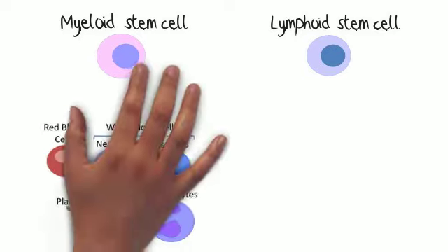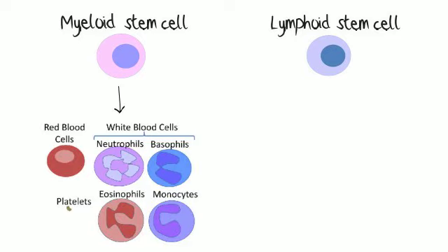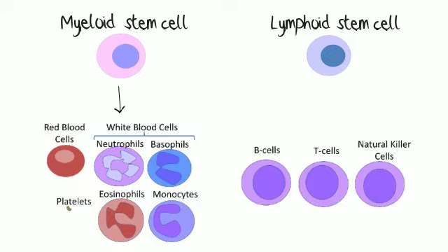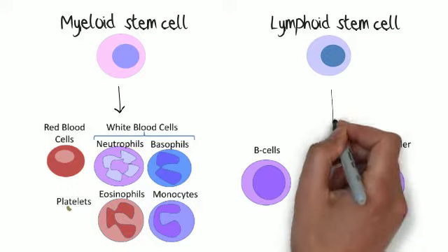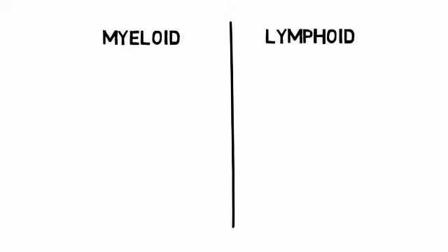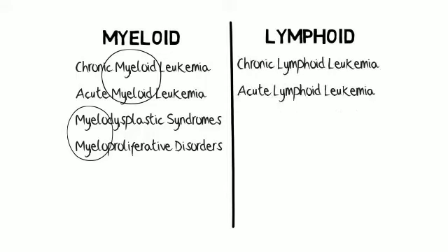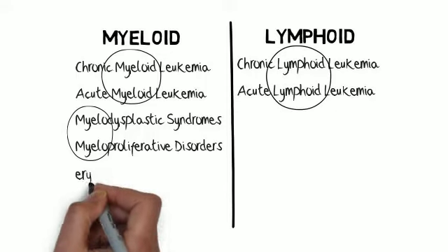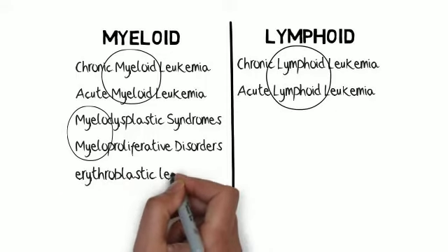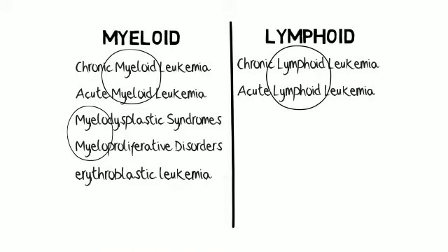Myeloid cells include red blood cells, platelets, and most white blood cells. Lymphoid cells include B cells, T cells, and natural killer cells. Most blood cancers specify somewhere in their name whether they come from myeloid or lymphoid cells. The names of some cancers mention a more specific cell type. For instance, erythroblastic leukemia originates from erythroblasts, which are immature red blood cells, and thus a type of myeloid cell.